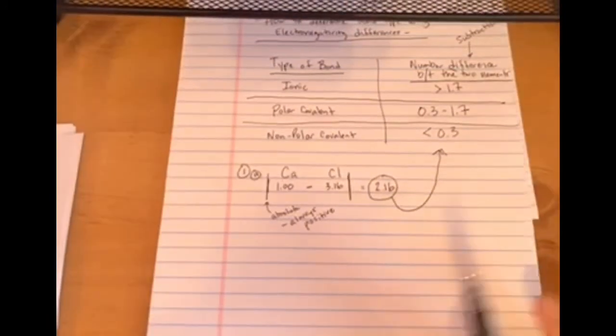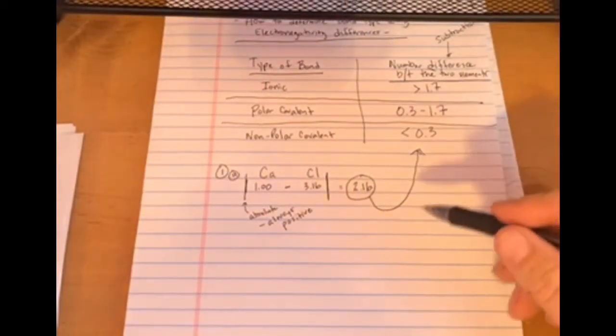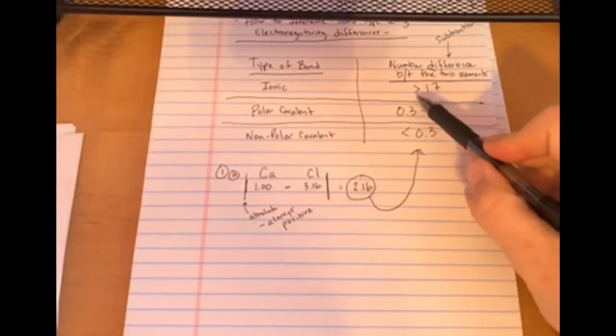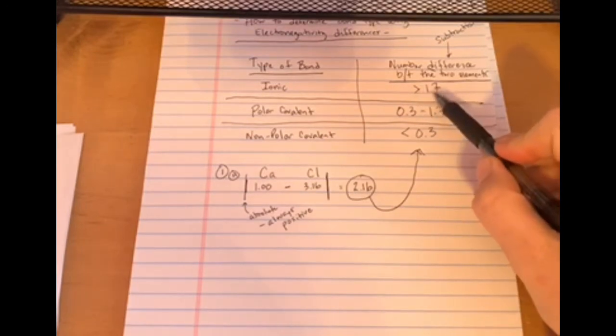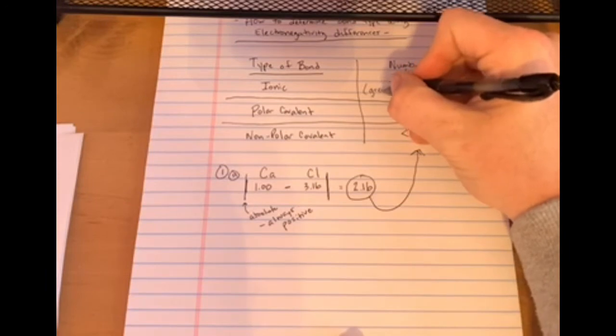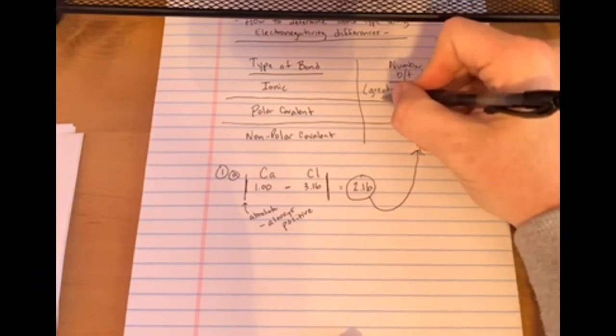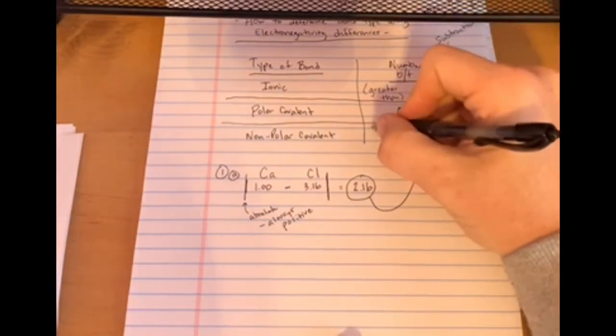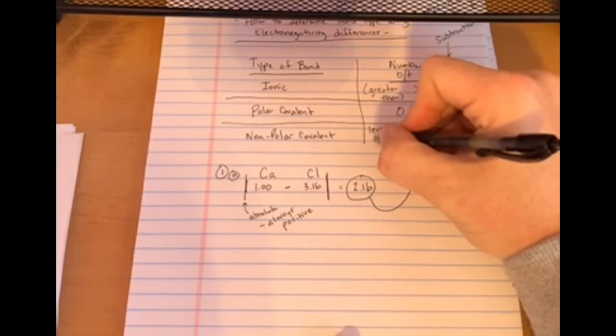So this number, 2.16, falls greater than 1.7. And in case you don't remember, this means greater than. Okay? Greater than. And this one means less than.